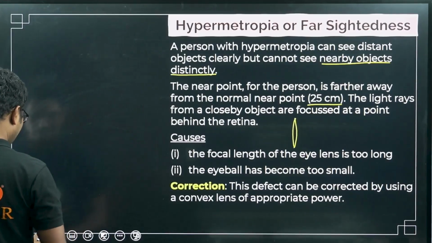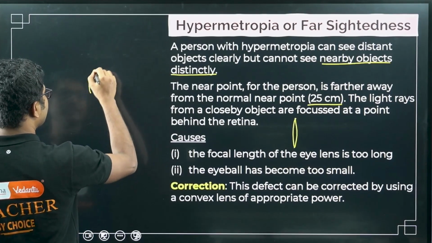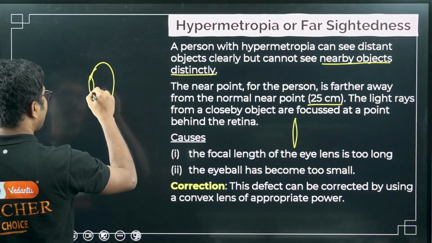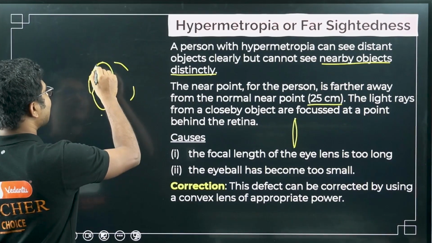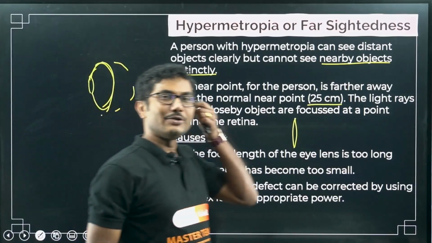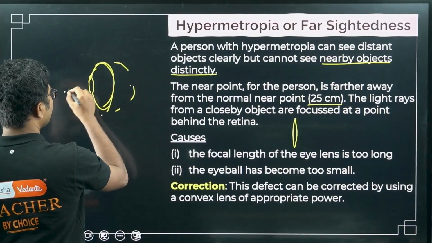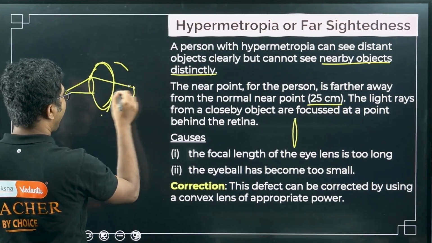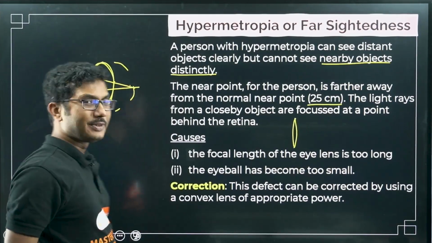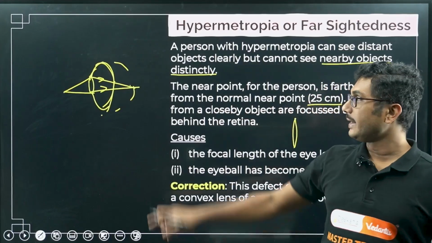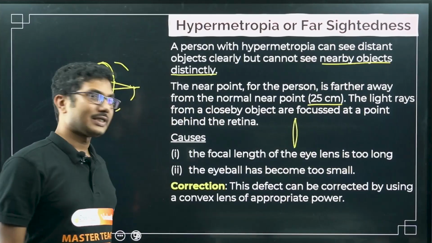But when you are suffering from hypermetropia, your eye becomes something like this. Normal eye is like this, but your eye somehow becomes shorter. And anything which is supposed to be converging on the retina, close objects, what is happening? Instead of focusing on the actual retina, it is getting focused behind the retina. This is the retina of a normal person, but you cannot see that. That's why this kind of defect occurs.